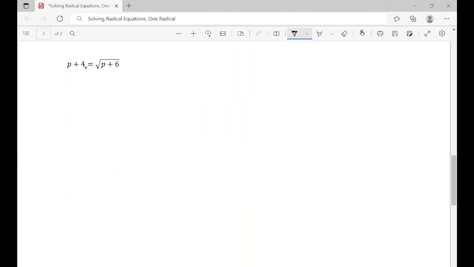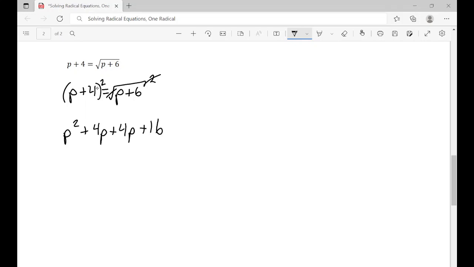Last, p plus 4 equals square root of p plus 6. I have my square root already isolated. So p plus 4 equals square root of p plus 6. And since this has an index of 2, I'm going to square both sides. And the square root and the square will cancel out. And I'm going to end up with p squared plus 4p plus 4p plus 16, because this FOILed out, equals p plus 6.